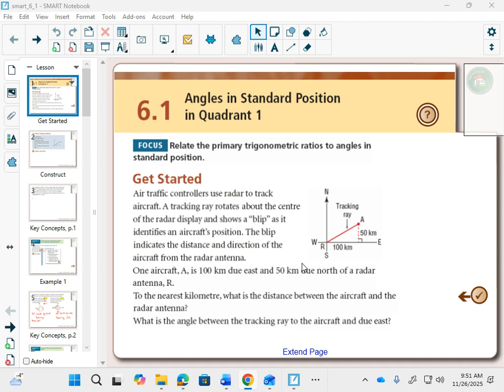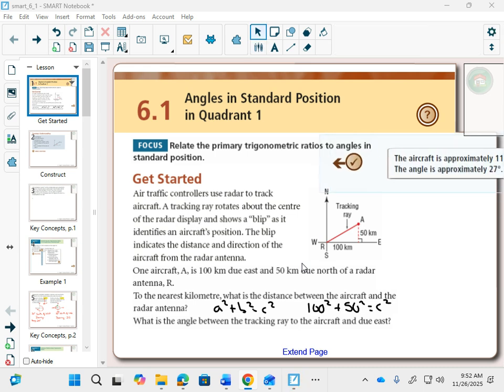But then doing trigonometry. Okay, so aircraft A is 100 kilometers due east and 50 kilometers due north of radar antenna R. To the nearest kilometer, what's the distance? So here you use your a squared plus b squared equals c squared. We remember that c squared is the hypotenuse, so in this case, that's what you want to find. And I'll just get the numbers.